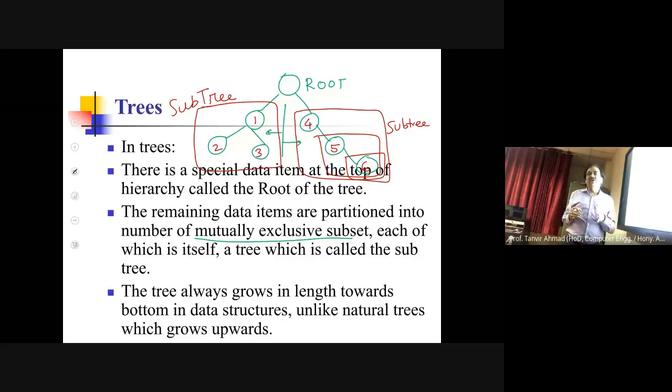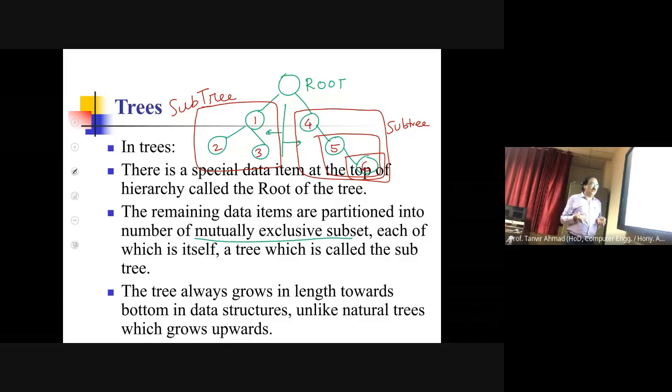Why is it called non-linear? Because once you move from the root to the left-hand side, all the nodes on the right-hand side need not be traversed or visited. Therefore, these nodes are basically partitioned into two.